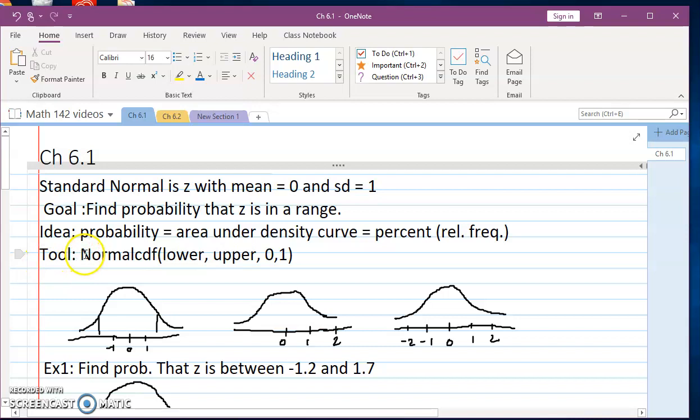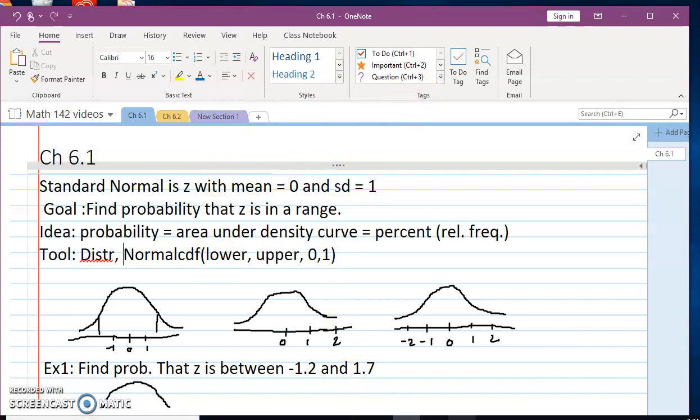The tool to find probability is not calculus, but the graphing calculator, with a command called normal CDF. You can access this through DISTR, and then select normal CDF. There is another command in that list, normal PDF, which we do not use. CDF is the one that gives us the area. So to find probability, we would enter normalcdf(lower, upper, 0, 1). That's the command syntax.